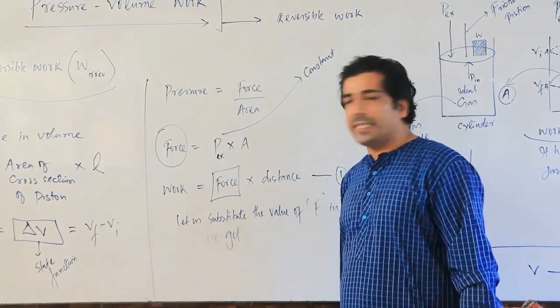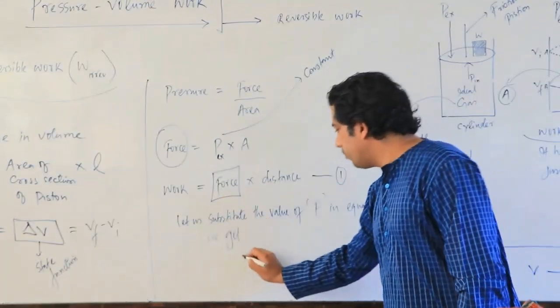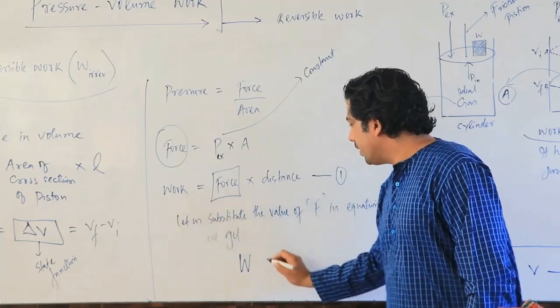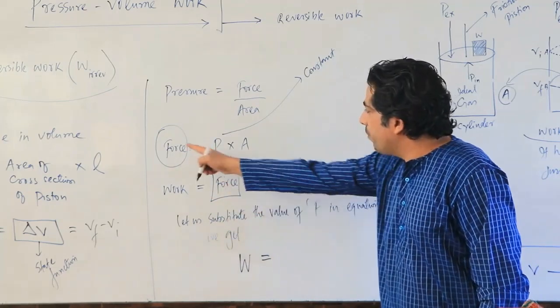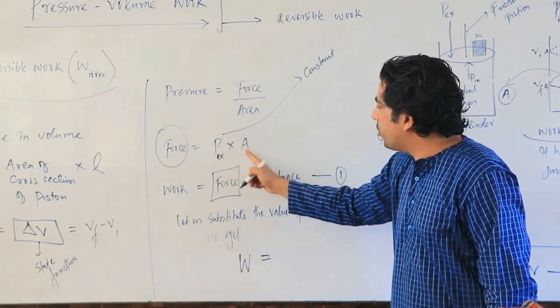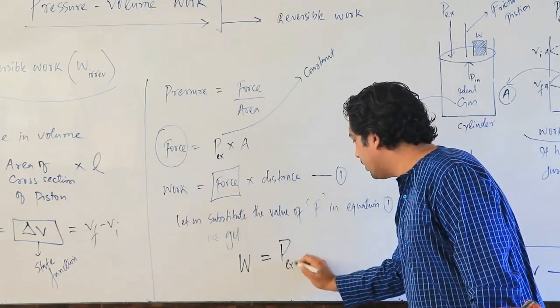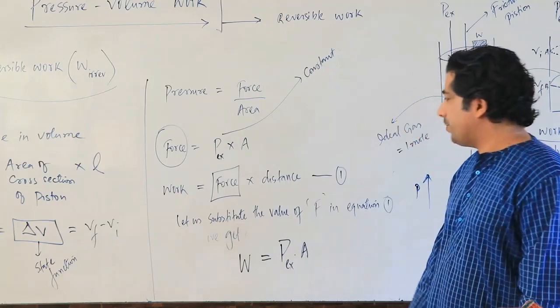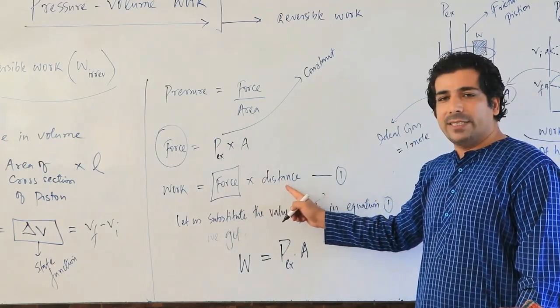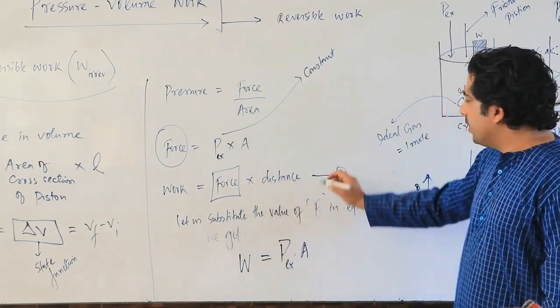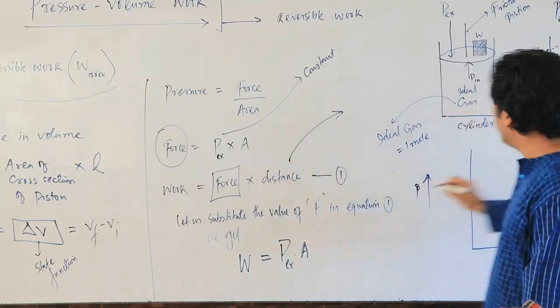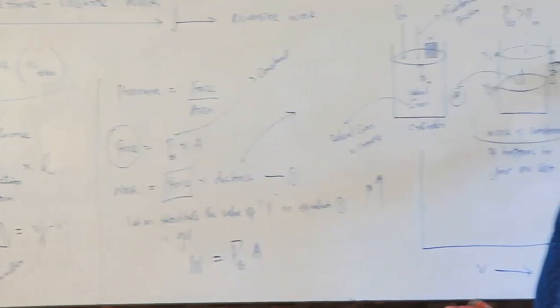So my dear friends, let us see what we are going to get. Let's take on the work here is equal to force. If you look here, force is equal to pressure into area. So in place of force, I will write down P external into area of cross section and multiplied by the distance. And we know that this distance, look here, this distance is L.